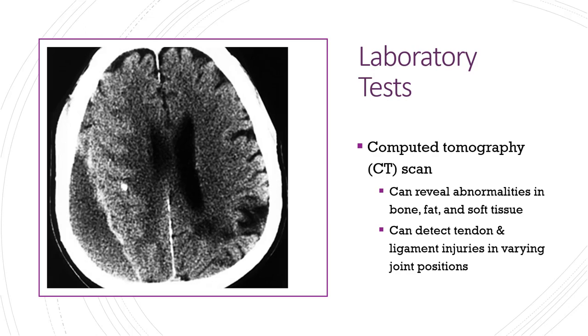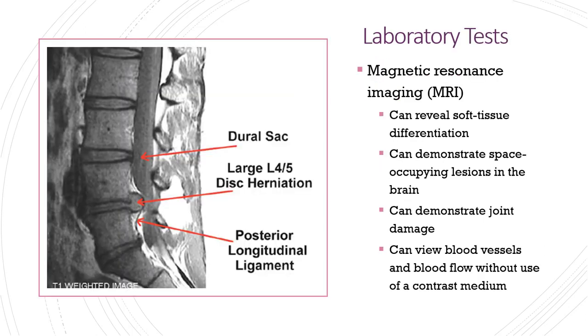CT scans are relatively safe because there's very little radiation exposure during the procedure, but it yields a highly detailed result. It is an excellent tool for detecting tendinous or ligamentous injuries in varying joint positions. Magnetic resonance imaging, or MRI testing, is an excellent tool for visualizing the central nervous system, spine, and musculoskeletal or cardiovascular systems. An MRI can help reveal soft tissue differentiation, for example, an ACL tear in the knee.